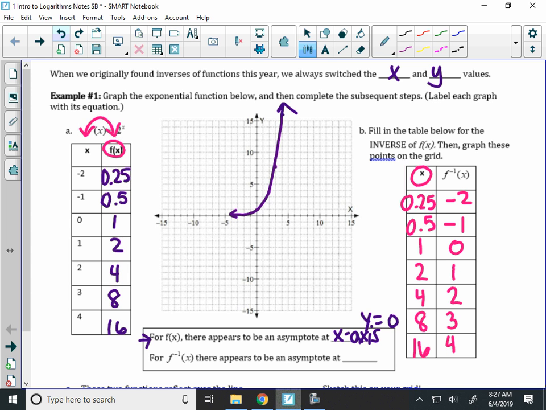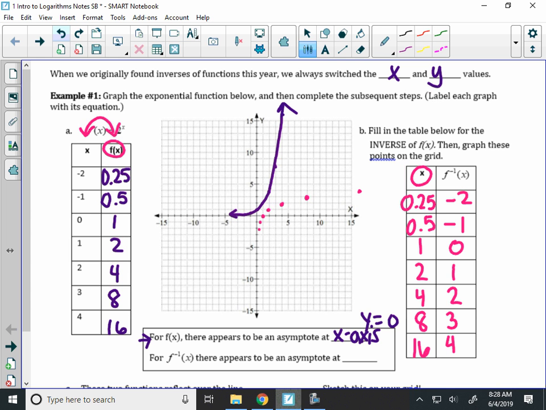Now that you have those points, you've switched the x and y to find the inverse, you're going to plot them. So you have 0.25, -2, just estimate. 0.5, -1, 1, 0. 2, 1, 4, 2, 8, 3, and I'm going to estimate 16, 4.